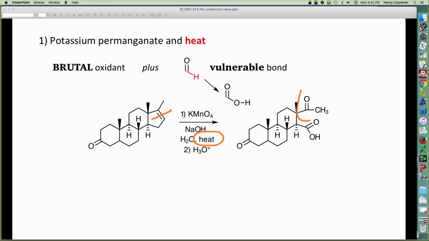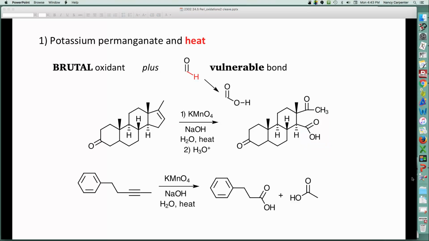We put an oxygen here. And since this guy over here is attached to a pair of carbons, we end up with a ketone. But how about the bottom part of the alkene? There's that vulnerable vinyl hydrogen, so it gets oxidized all the way up to the carboxylic acid. All right, that's example number 1.